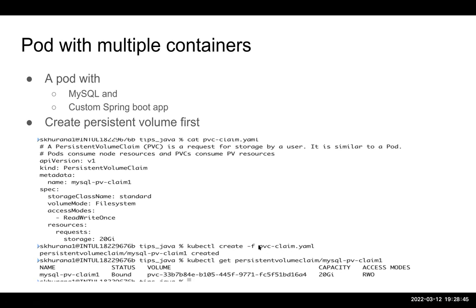I run this file using the kubectl create command, and it says it's created successfully. Then I can check by running kubectl get persistentvolumeclaim with the name which I have given. You can copy paste the output of the command from here also. You can see this claim got created, and this is the volume, the capacity, and the access mode, RWO. So now I created a persistent volume claim.